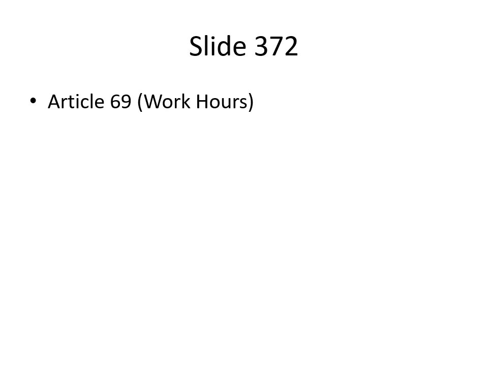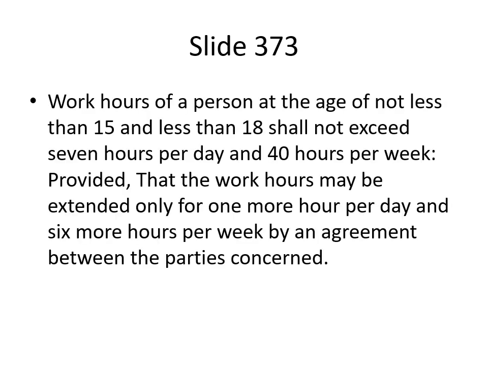Article 69, Work Hours. Work hours of a person at the age of not less than 15 and less than 18 shall not exceed 7 hours per day and 40 hours per week, provided that the work hours may be extended only for 1 more hour per day and 6 more hours per week by an agreement between the parties concerned.